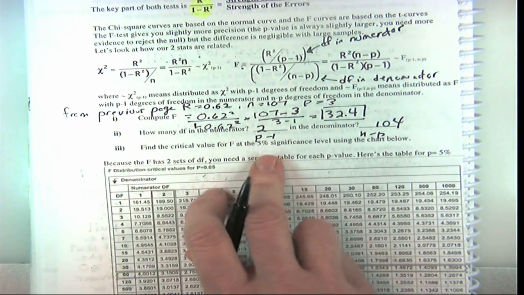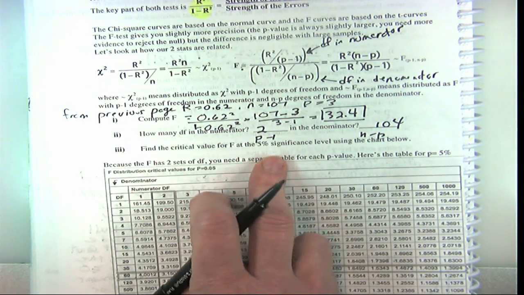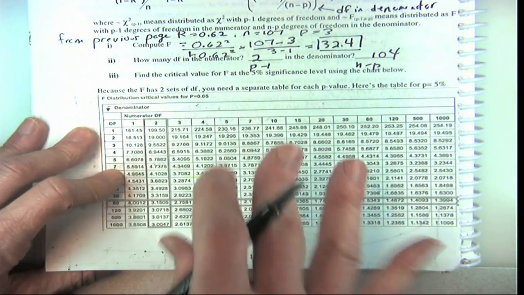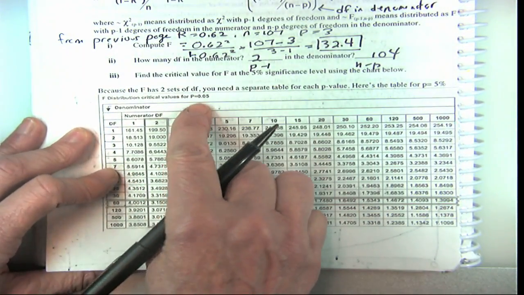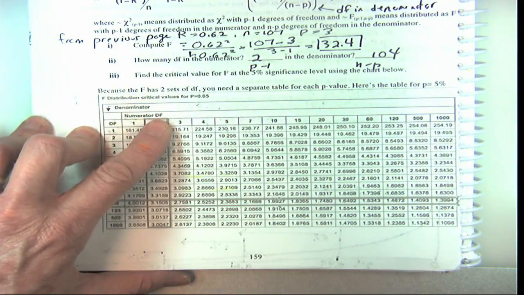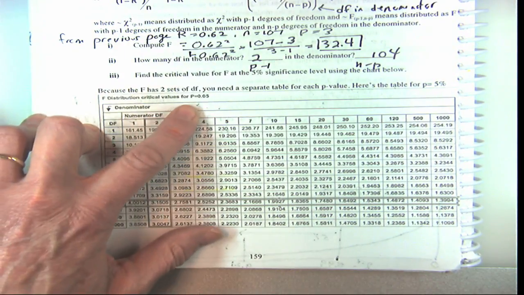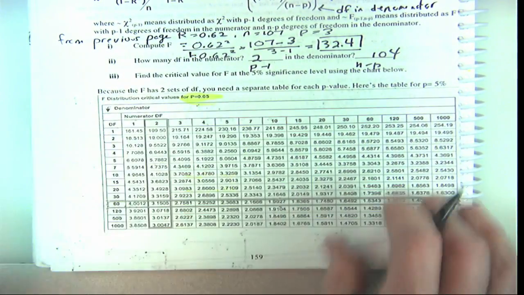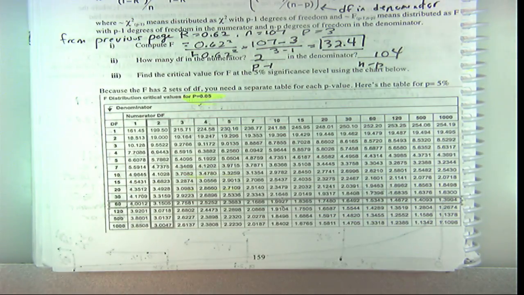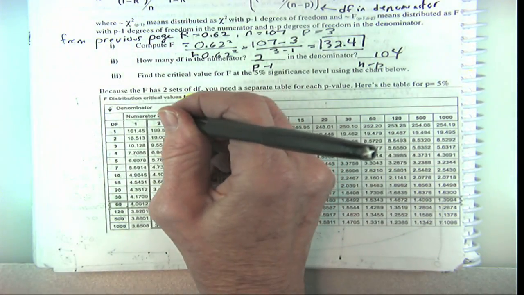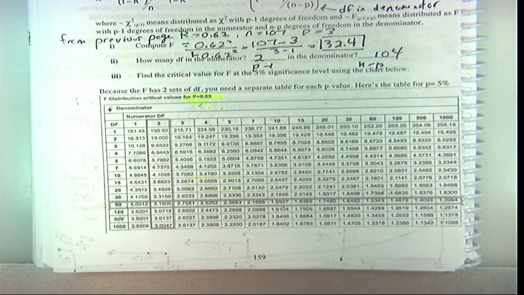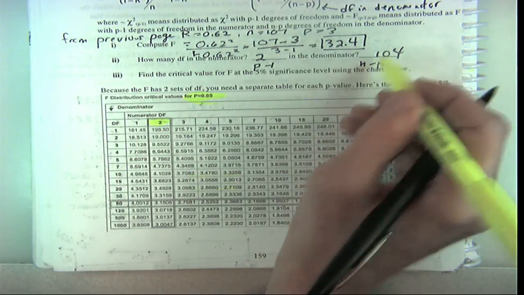All right, so now we're going to find the critical values. Because of these two sets of degrees of freedom, these tables are so annoying, you'd have to have a separate table for each p-value. I'd have to give you lots of tables, so I'm just going to give you this one for now. That is 5%. This whole thing is 5%. So we go here, the degrees of freedom in the numerator, that's 2. So we're going down here, looking at this. And 104.